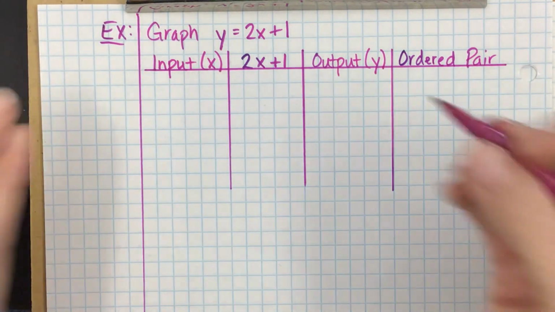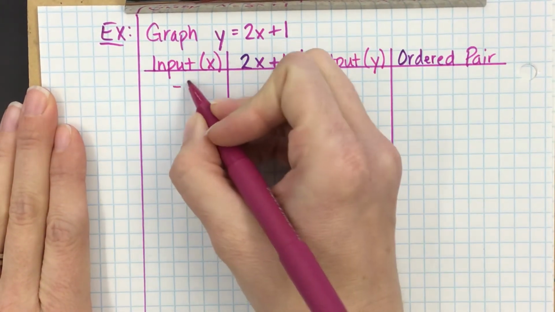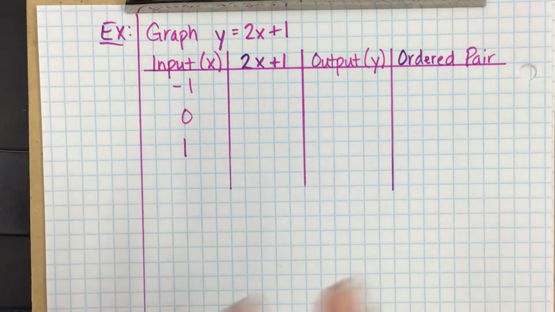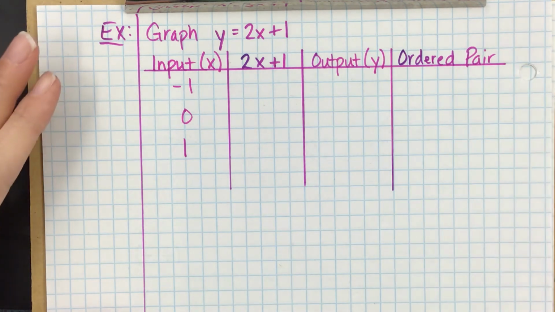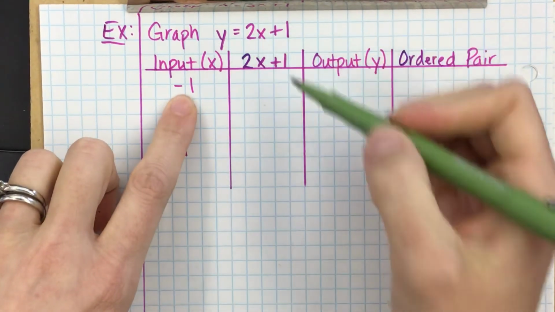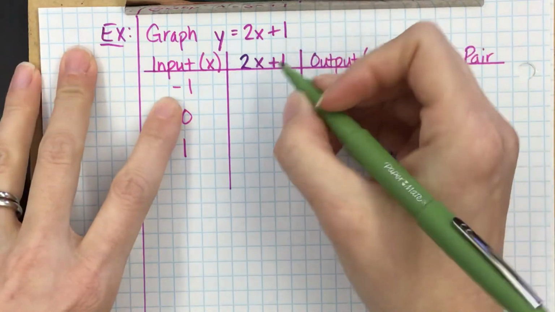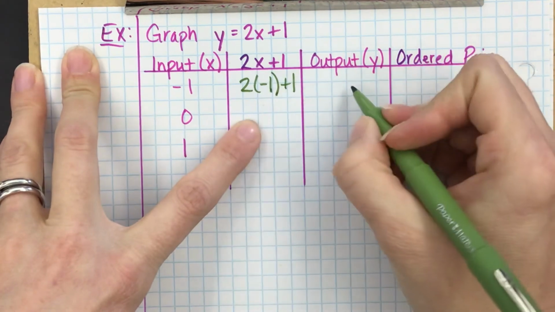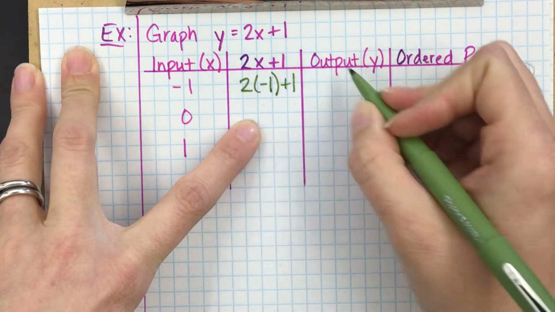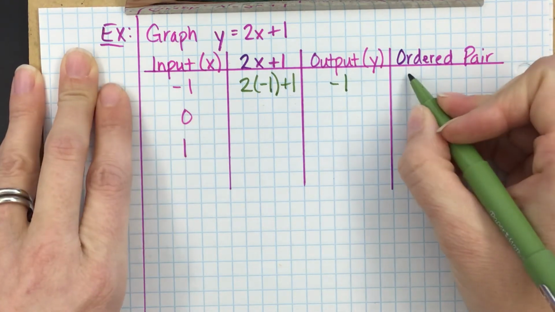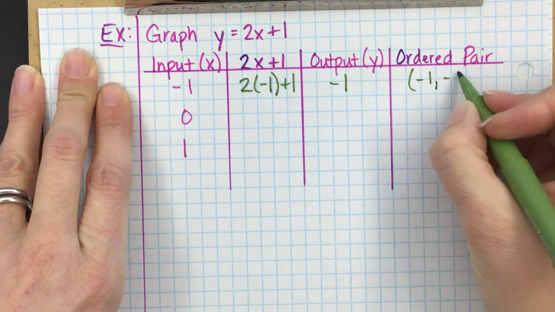Okay. So for my input, I'm going to just pick 3 things. I try to do 1 negative, 1 zero, and a positive number, just so that I can see what the graph kind of is looking like. And so what I'm going to do now is plug it in to my equation and find out what I get out. So I'm putting in my x, so this will be 2 times negative 1 plus 1. When I simplify this, negative 2 plus 1 is negative 1. So my input, my x, is negative 1, my output is negative 1, so my ordered pair is (-1, -1).